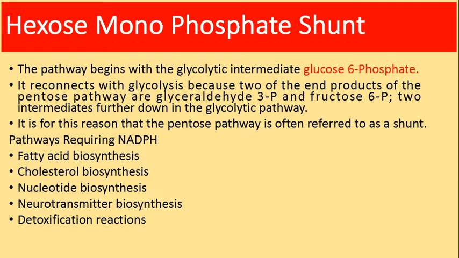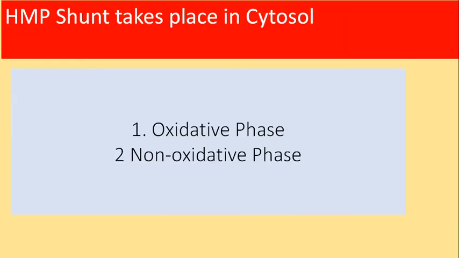The major pathways which require NADPH are fatty acid biosynthesis, cholesterol biosynthesis, nucleotide biosynthesis, neurotransmitter biosynthesis and all detoxification reactions which require NADPH as reducing equivalent. HMP pathway takes place in the cytosol and it consists of two major phases, oxidative phase and non-oxidative phase. The oxidative phase generates NADPH and the non-oxidative phase generates the ribose precursors.